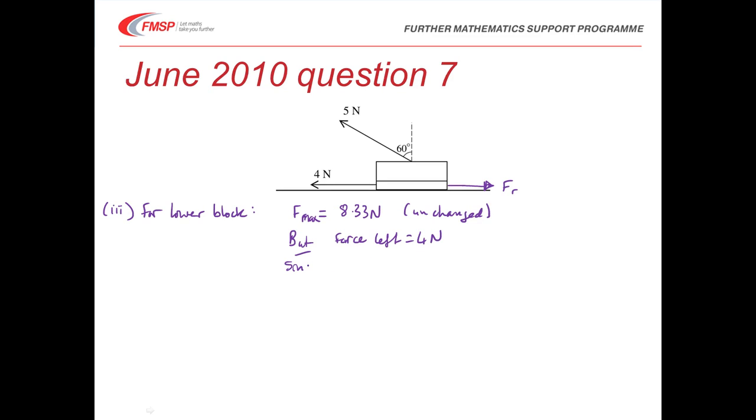Let's write that nice and clearly. Since 4 is less than 8.33 newtons, no movement. So actually the acceleration for the bottom part of the block is 0. That was simpler than it first appeared it might be. And now let's consider for the upper block what happens. And bear in mind we knew the weight of the upper block was 9 newtons, which means that the mass of the upper block is 9 divided by g kilograms.